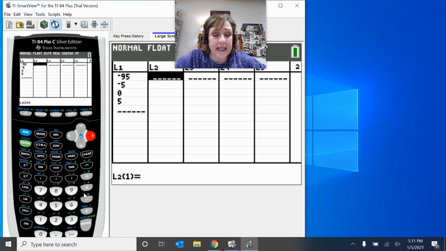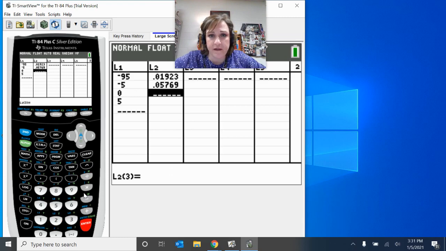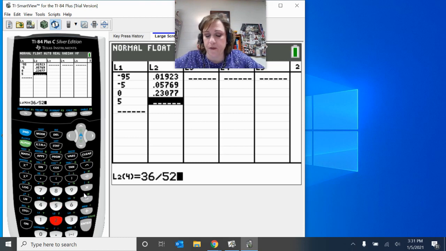Okay, next, those probabilities. So this one was 1 divided by 52. Enter, and then it turns it into a decimal, and it keeps the full decimal in there. So if you had, say, 1/3, you wouldn't be having to round it. Okay, all right, and then the one for negative 5 was 3 out of, it was the other aces, the 3 out of 52. Then this one was the 12 out of 52. And then this one was the remaining 36 out of 52.